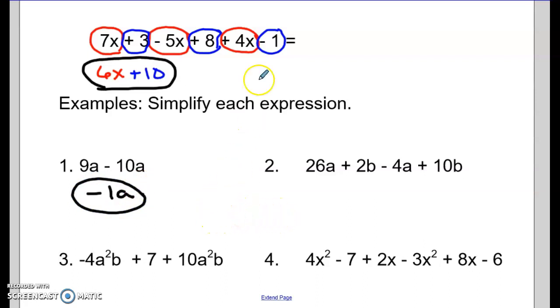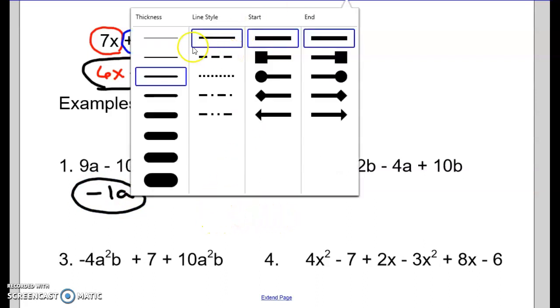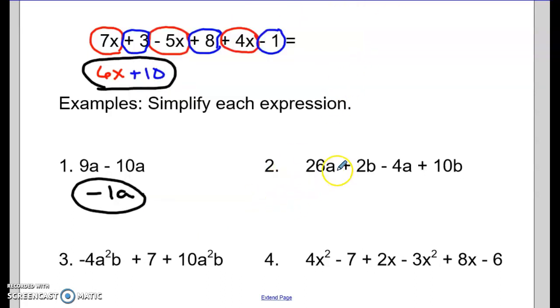Let's take a look at number 2. So our terms with a variable: we have 26a, this one has a b, and we have -4a. So 26a minus 4a combines. 26 minus 4 is 22, and since both terms have the letter a, we also keep the a. So 26a minus 4a equals 22a.